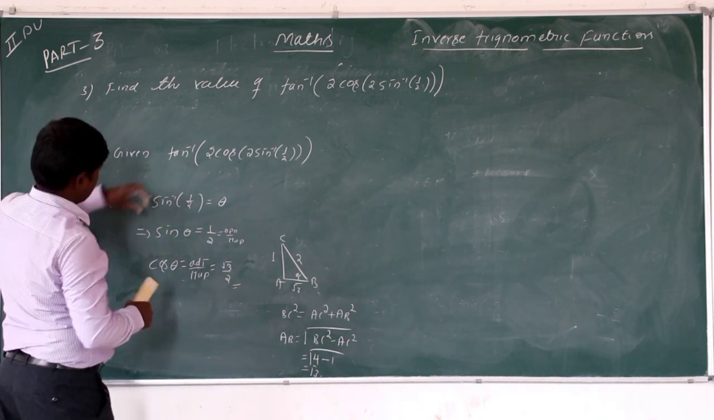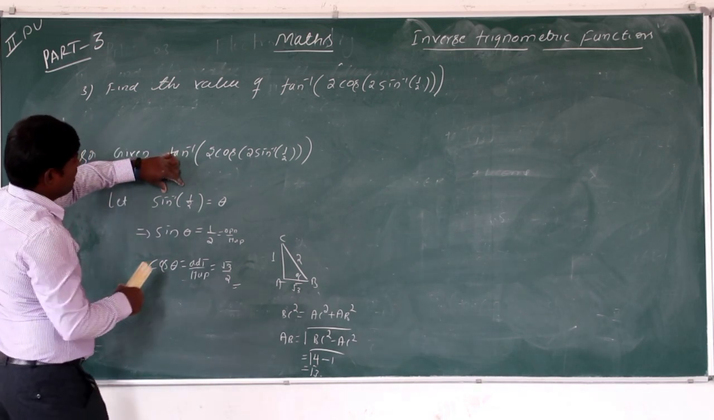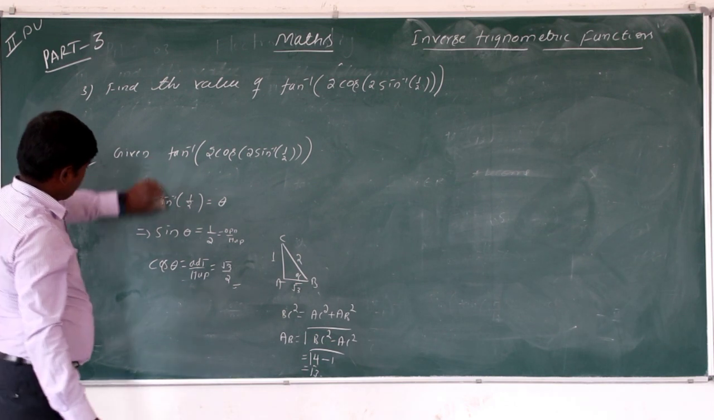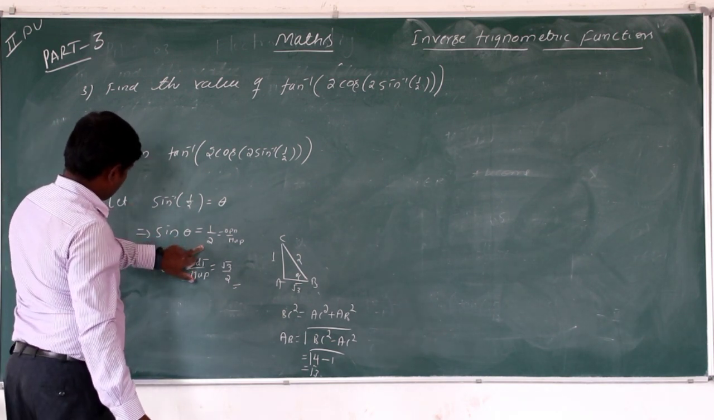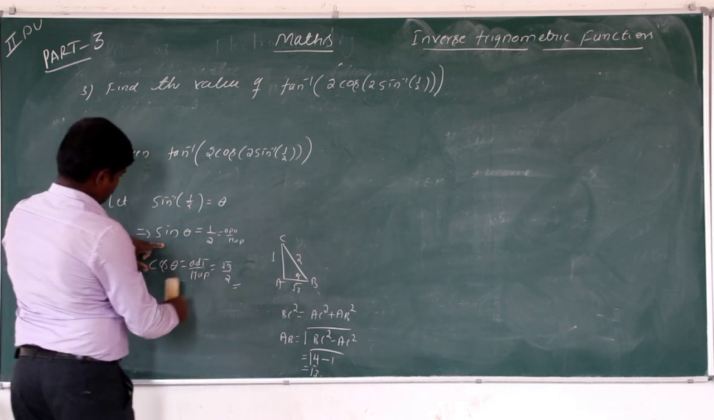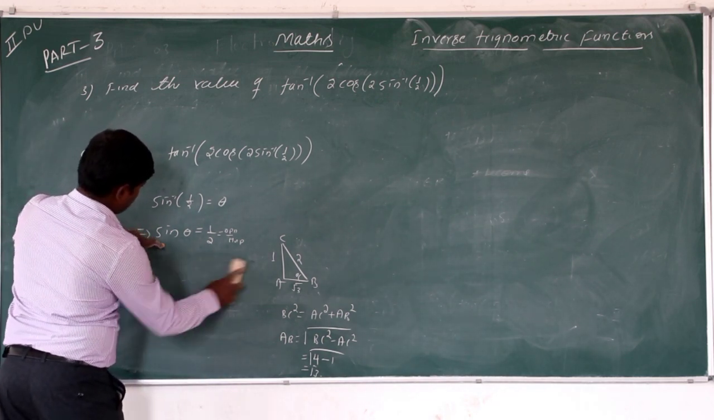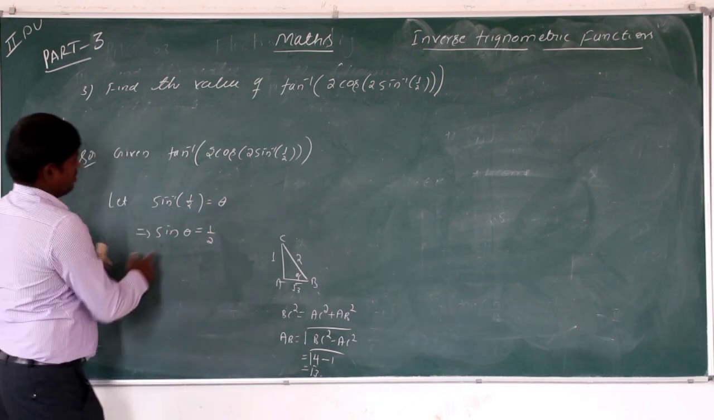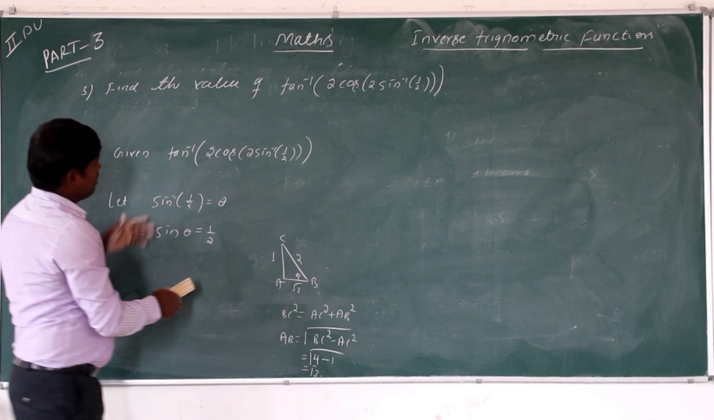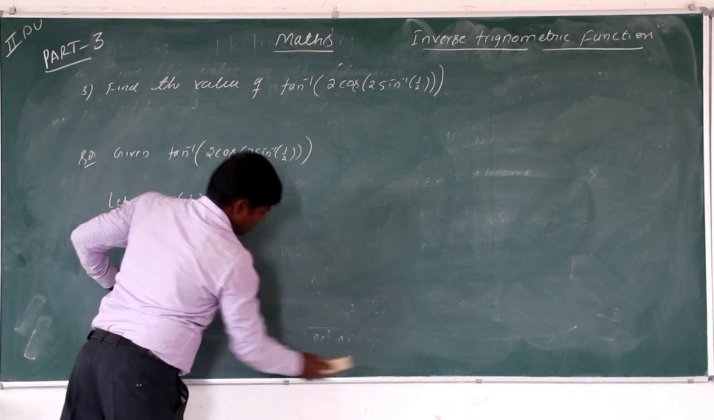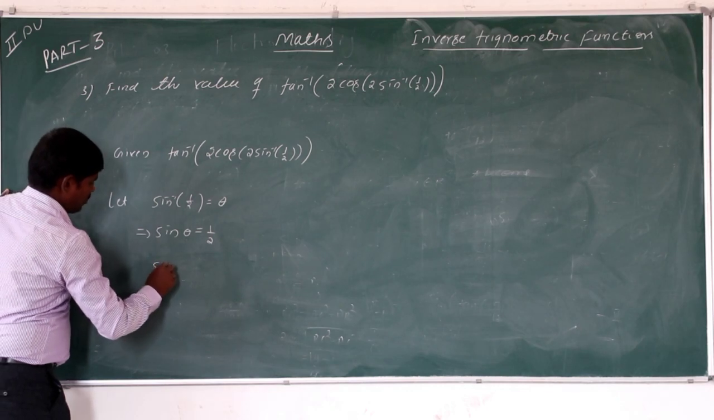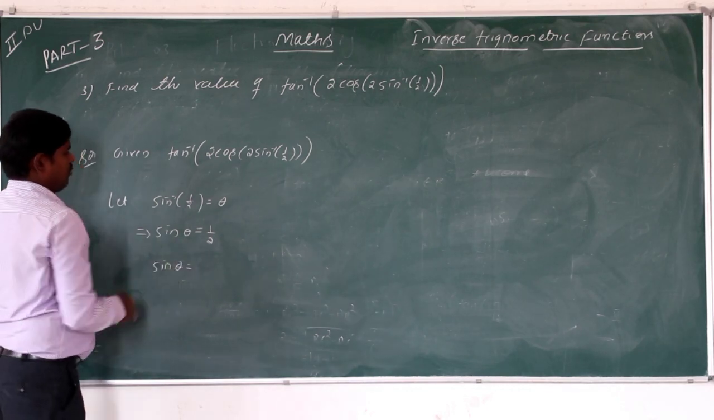Write all these things, I think. So we just find the value of sin inverse of 1 by 2. Sin theta is equal to 1 by 2. Don't write this here; we just need to find the value of this one. Problems like this may be required next time. Therefore sin theta is equal to 1 by 2.